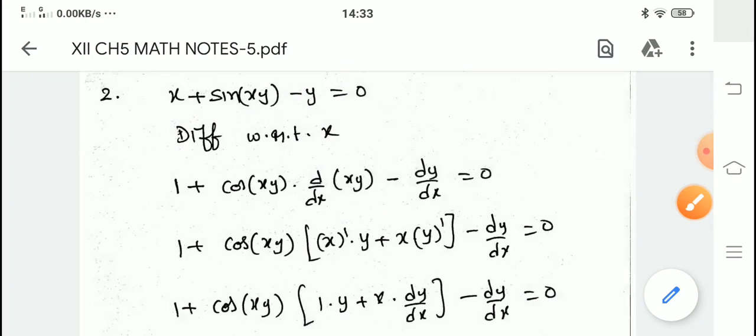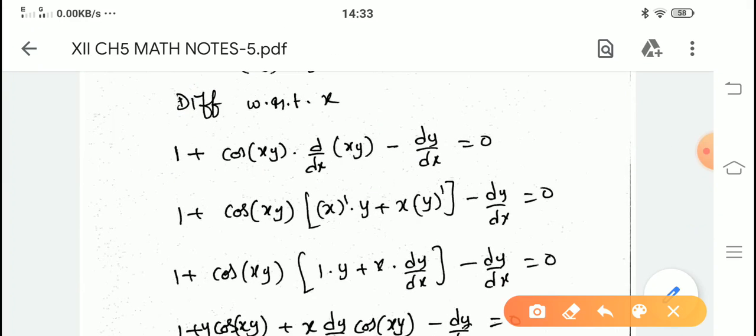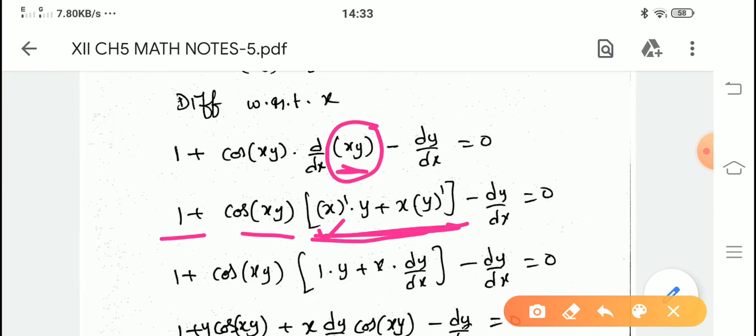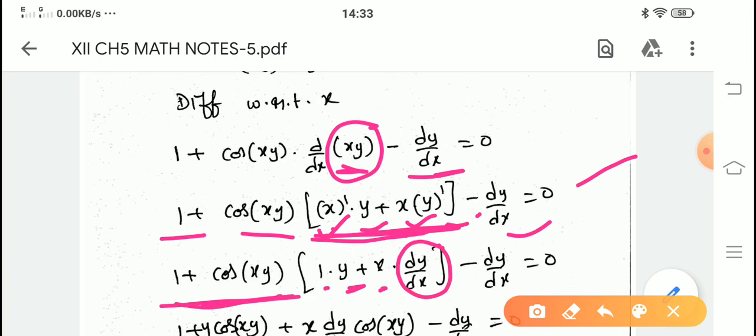So then what happened next? 1 plus cos xy, and x into y, where x and y both are variables. Apply the uv rule: u dash v plus u v dash. So x dash y plus x y dash, minus dy by dx is equal to 0. That gives 1 plus cos xy times, the derivative of x is 1 into y plus x into dy by dx, because y dash means dy by dx, minus dy by dx.